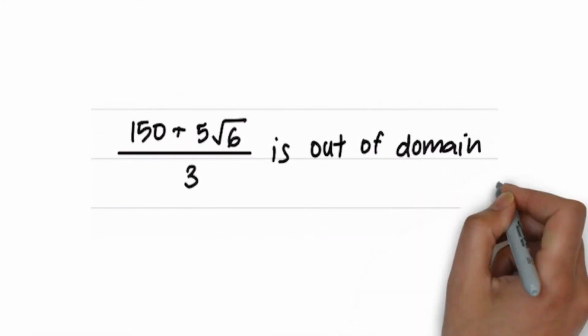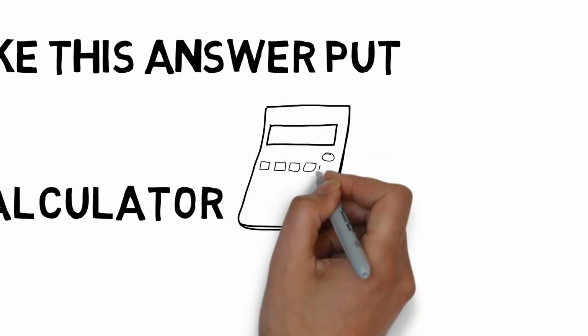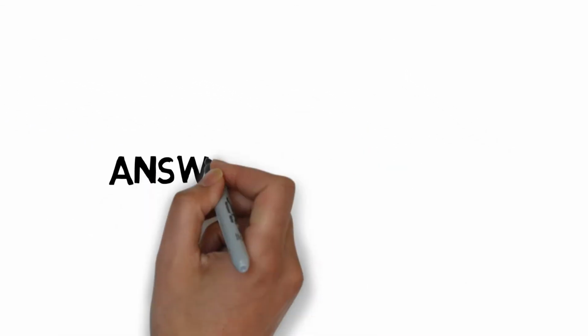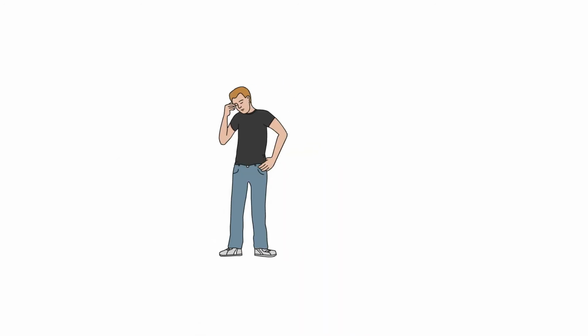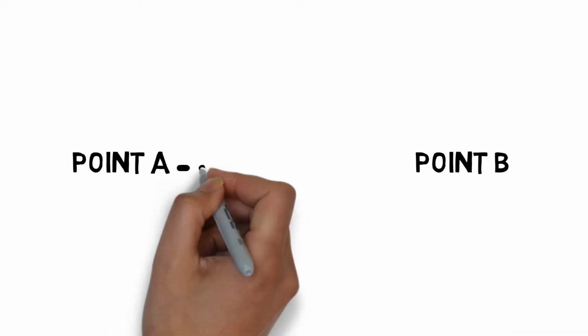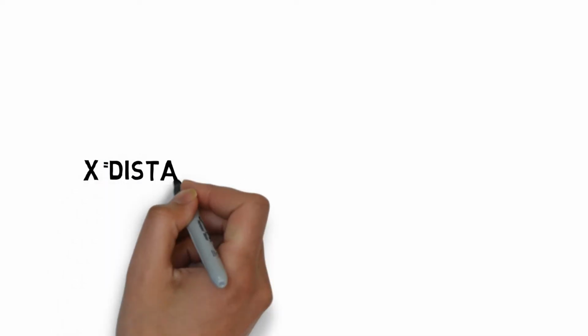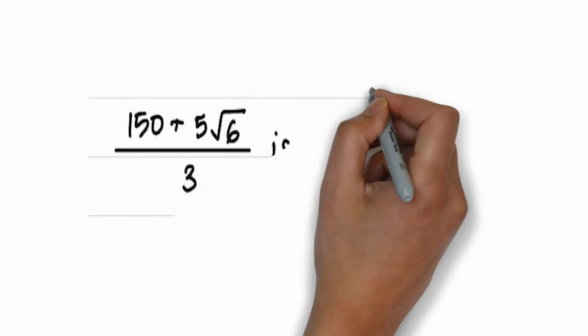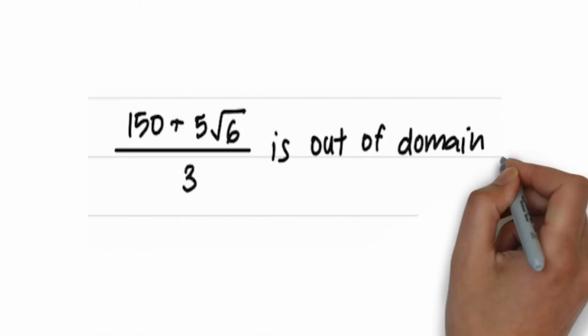Looking here, we can see that the answer 150 plus 5 square root 6 over 3 is out of domain. The reason why is if you were to take this answer and put it in your calculator, you will get an answer of 54.08 meters. This will not make sense because from point A to point B, the distance is already 50 meters. And the x value is the distance between point A to point P. Hence, having an answer of 150 plus 5 square root 6 over 3 is out of domain.